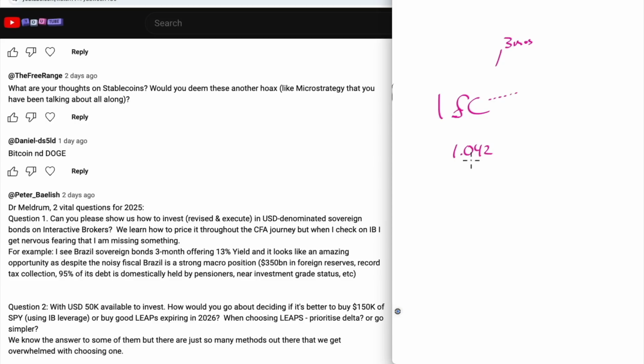I can get $1.042 back off it. In other words, I'm buying a $1 bond, a $1 T-bill. I can buy a $1 T-bill and see the value of my currency increase every day, as opposed to it just being stable. It actually increases every day. I actually get some of that.